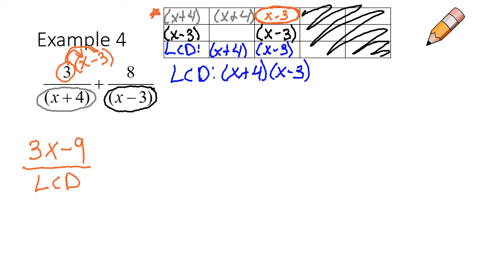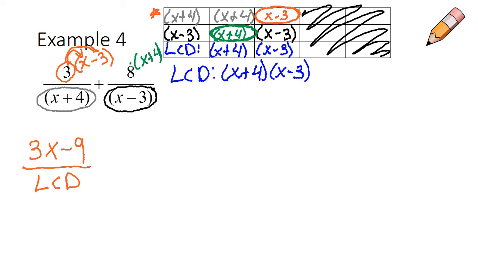I'm going to do the second. With the second column, I am missing this. What should be there if I look at my column is x plus 4. So my second fraction, I need to multiply by x plus 4.